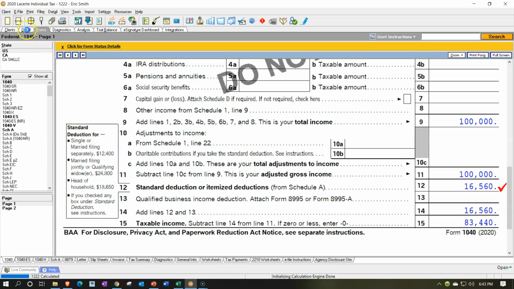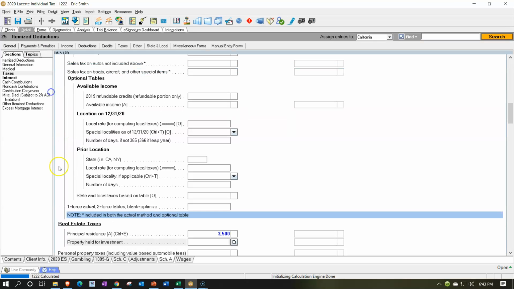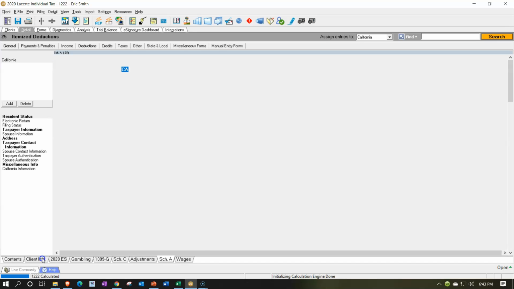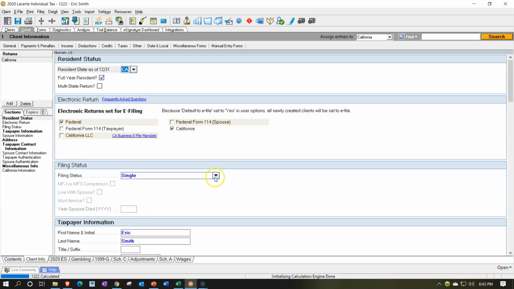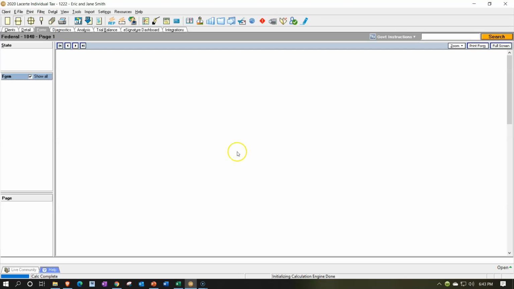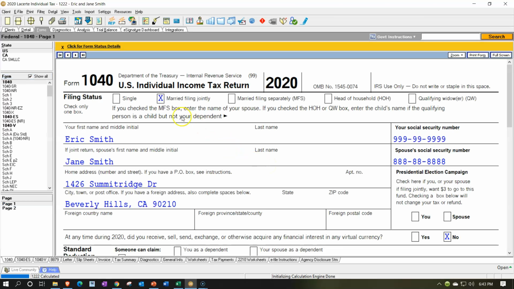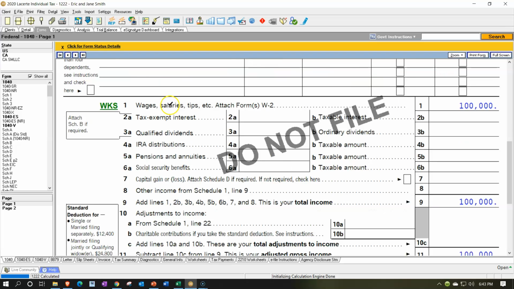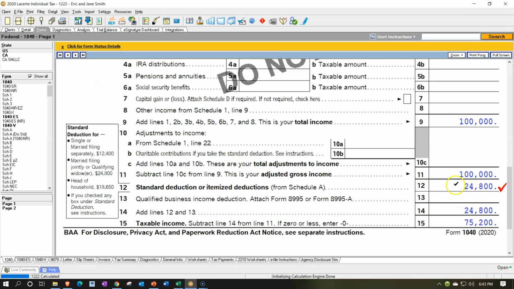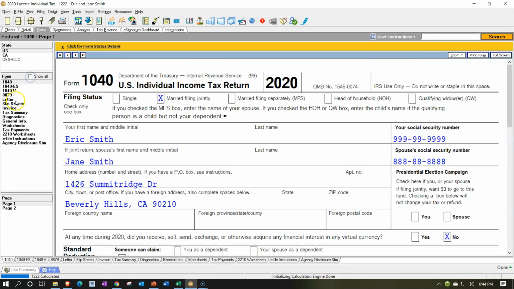If I go back to the deduction or the detail, and let's say Eric got married, we're going to say Eric's getting married again. And we're going to say married Jane, Eric and Jane. So then we're going to go back on over. And so now we have married filing joint. And now we have the 24,800 here, which is the standard deduction. We're not taking then the itemized deductions.